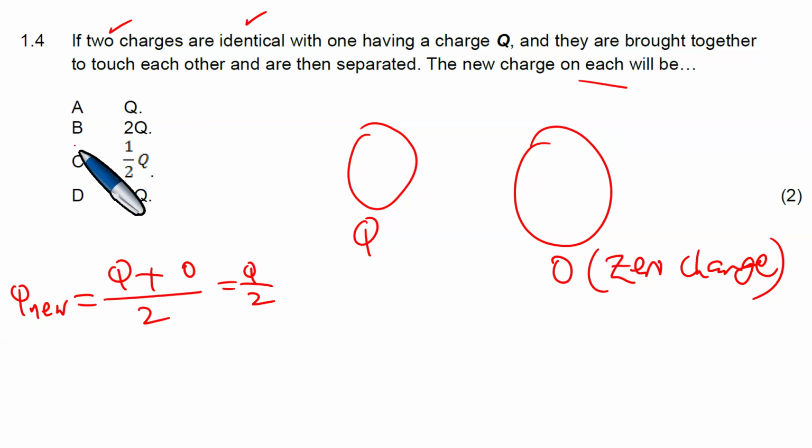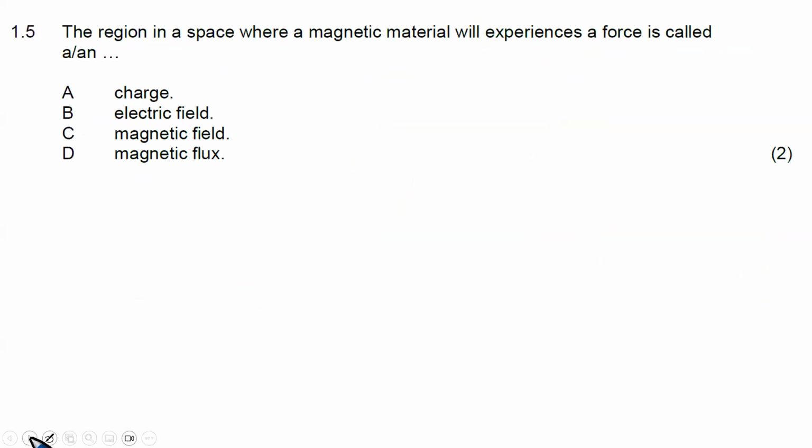And therefore, the correct answer is half, because you will have to take this charge and divide it by 2, because they're going to share the charge, these two objects. So you see, when they share the charge, we divide by 2. Any question? Next point, 1.5.